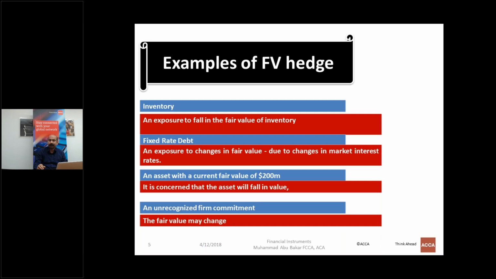So the fair value may change. These are examples of where you enter into a fair value hedge. See, if you are receiving fixed and paying at a float rate, this is your fair value hedge. Okay.